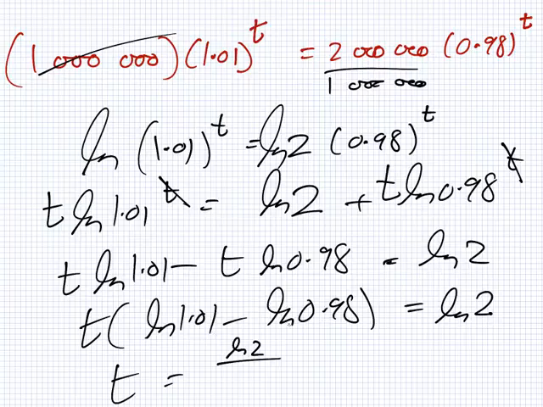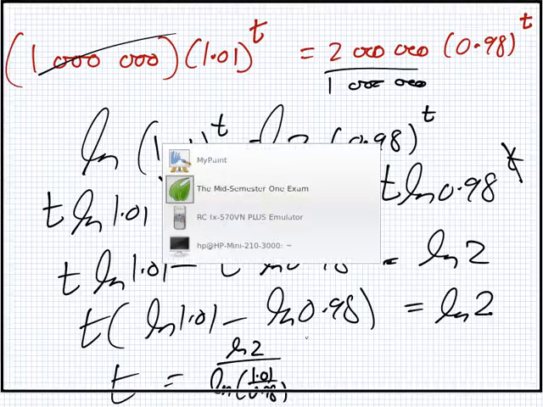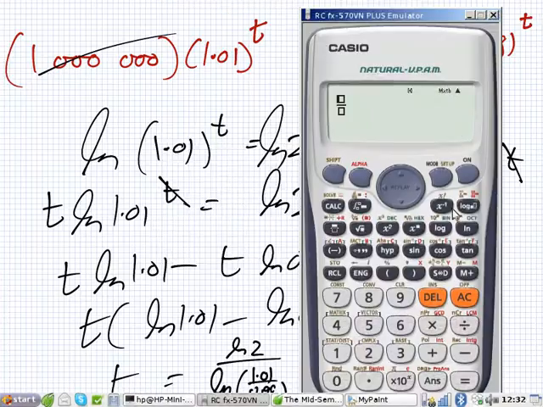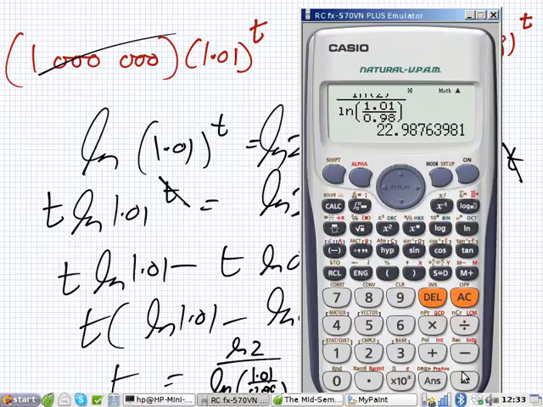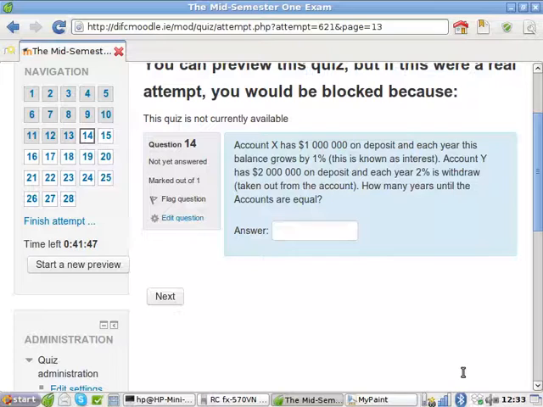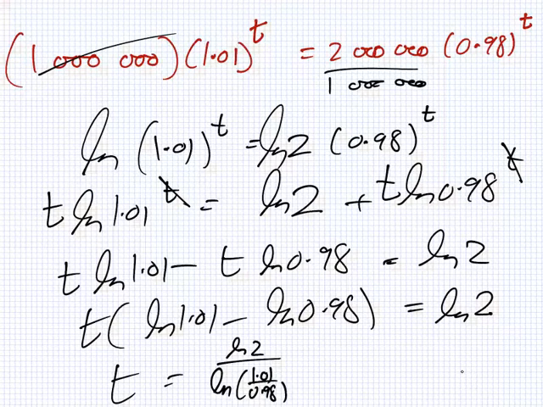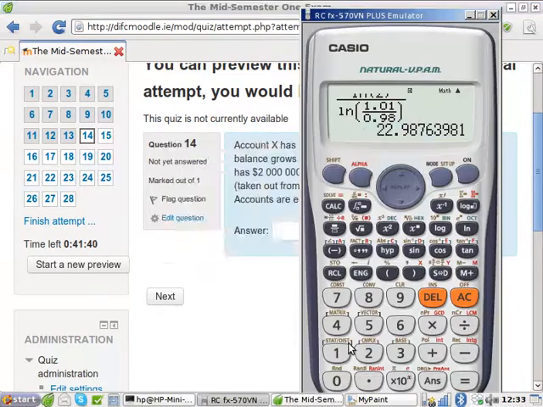Oh, and when I subtract logs, I divide: 1.01 over 0.98. So log 2 over log of the fraction 1.01 over 0.98 gives 22.98. Do I ask you to round it off? How many years? Yeah, 23.